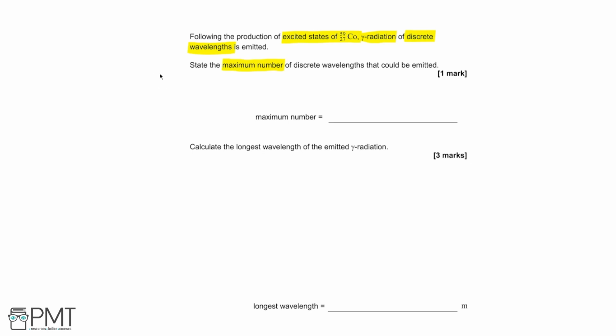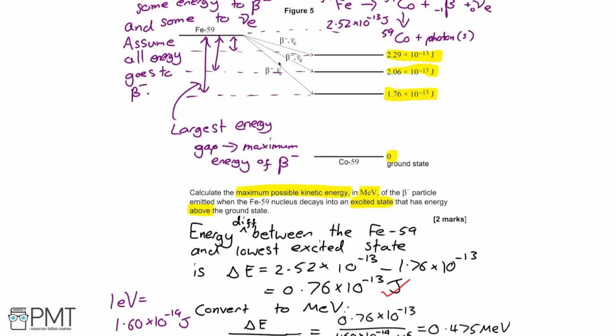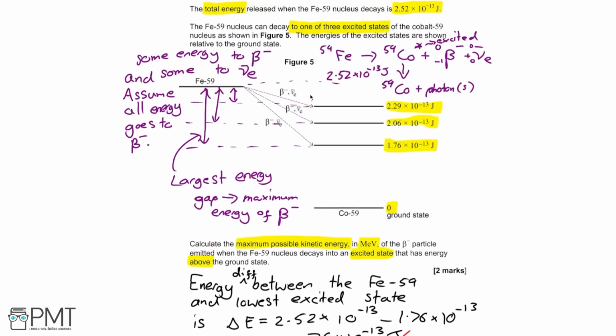So specifically, what's going to happen is that if I arrive in one of the excited states and then I jump down a level, then I'm going to produce a photon, like so. So the difference between the levels gives the photon energy.